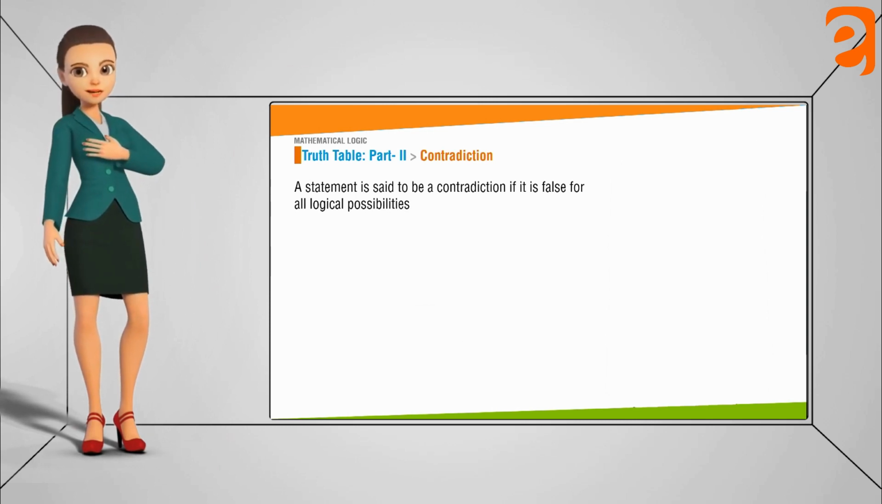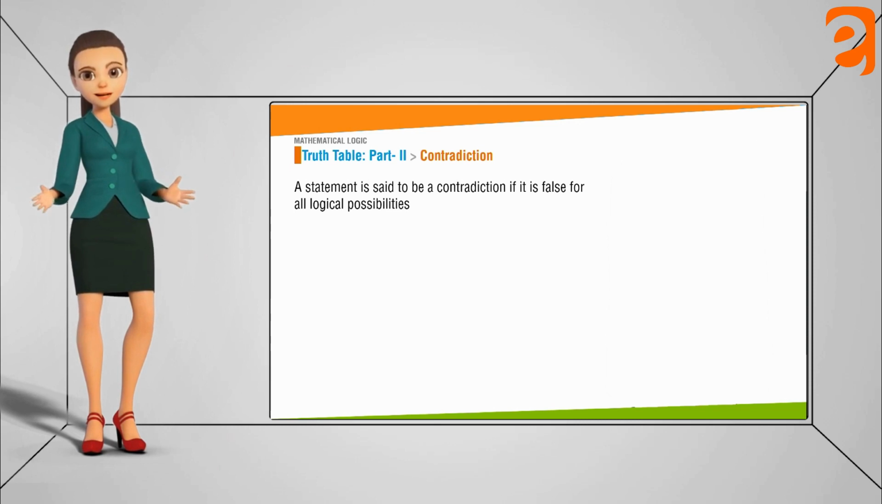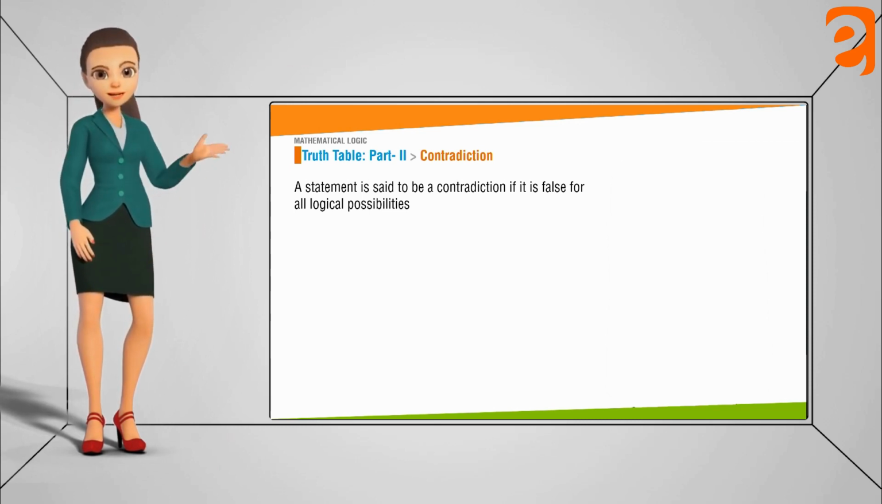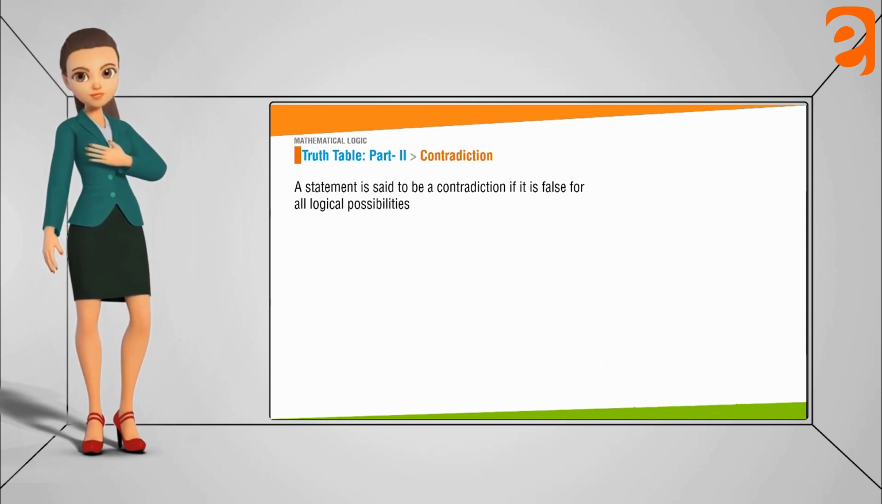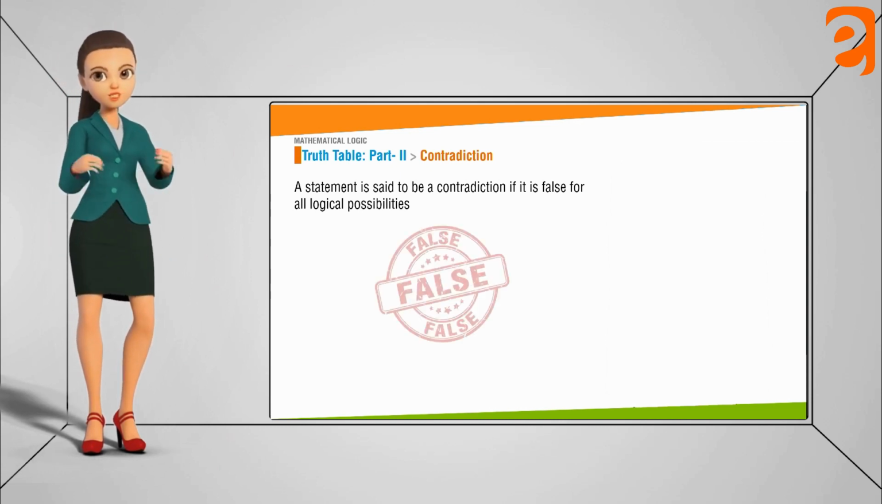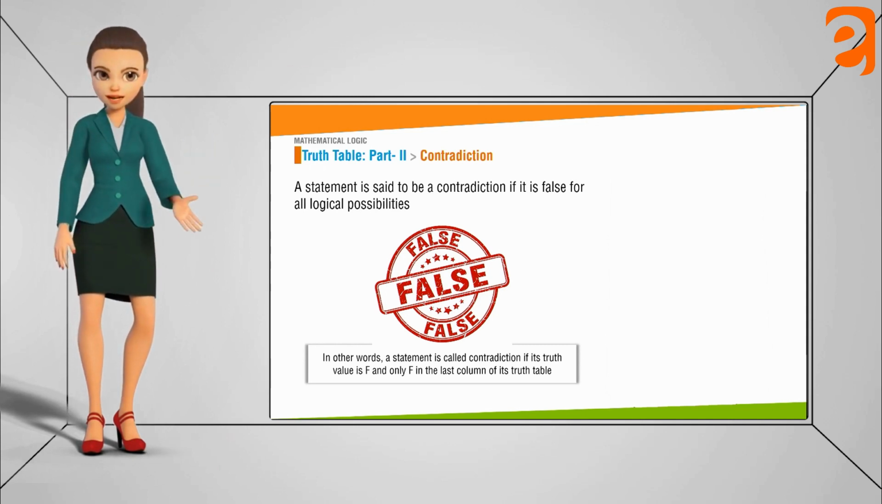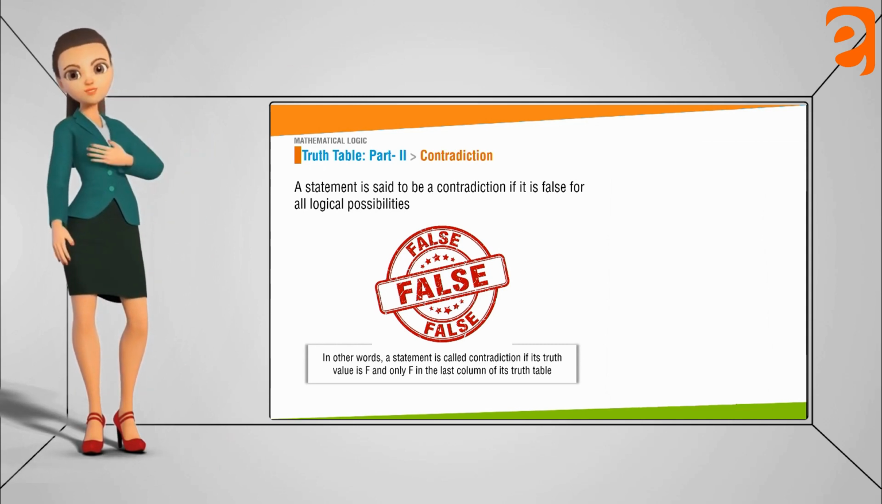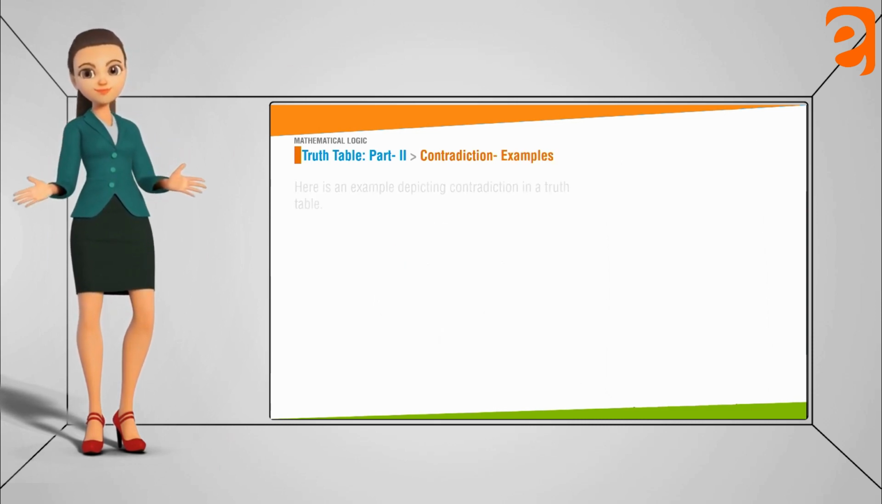Contradiction. What do we mean by contradiction? Just like tautology, where all the truth values should be true, similarly, for the contradiction, all the truth values should be false. That is, a statement is said to be a contradiction if its truth value is F and only F in the last column of its truth table.